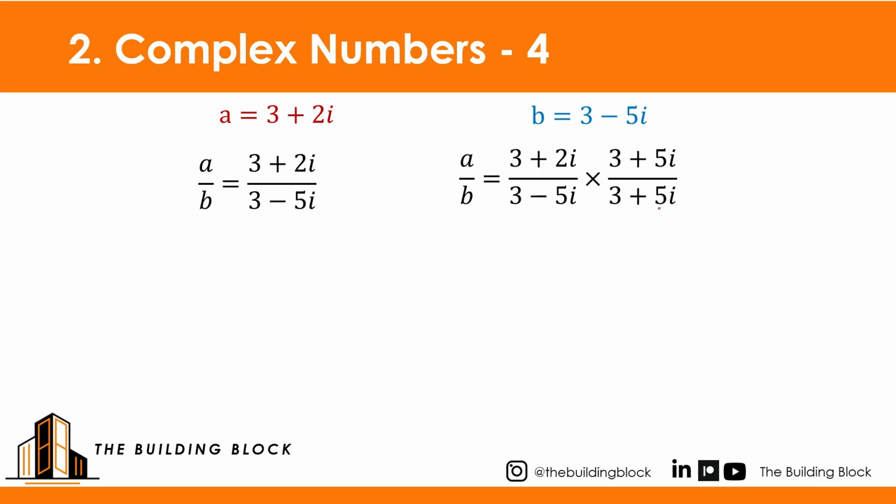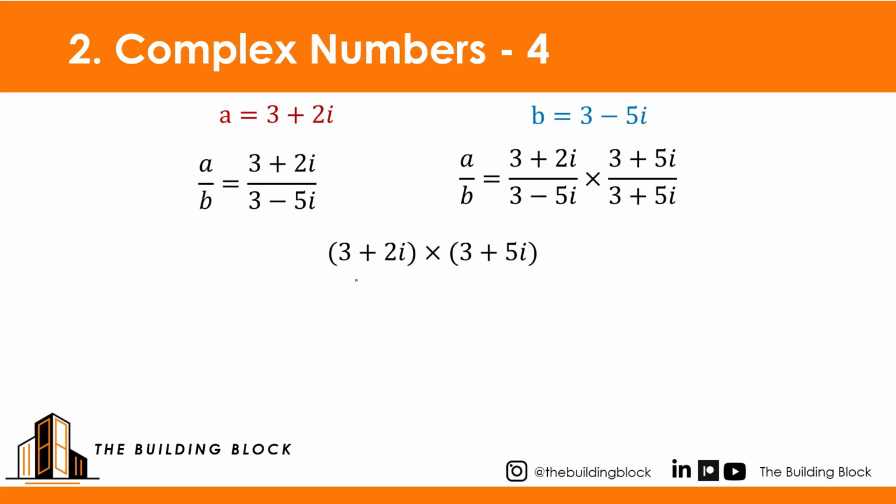If you want to dive deeper into why this works, check out Block 2.6 where we cover the theory in more detail. Now let's get to the math. We're multiplying 3 plus 2i times 3 plus 5i in the numerator and 3 minus 5i times 3 plus 5i in the denominator. So let's start with the numerator.